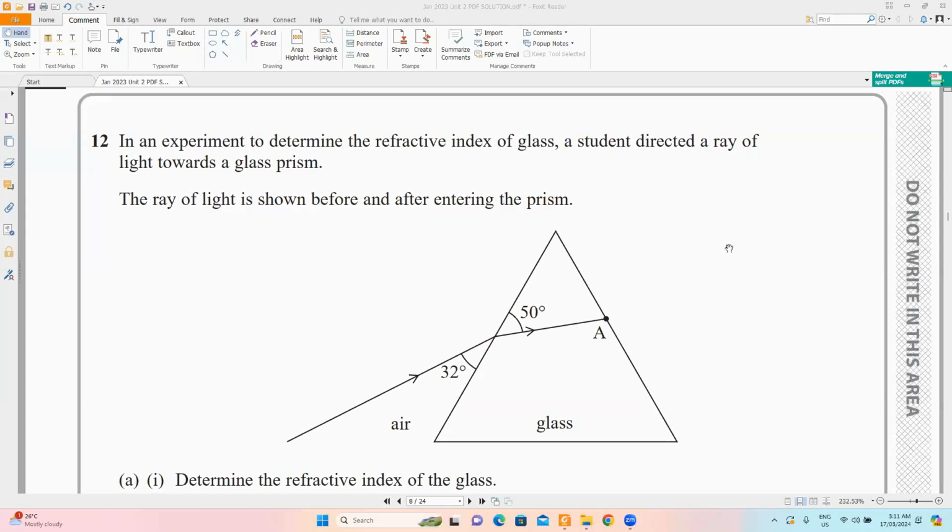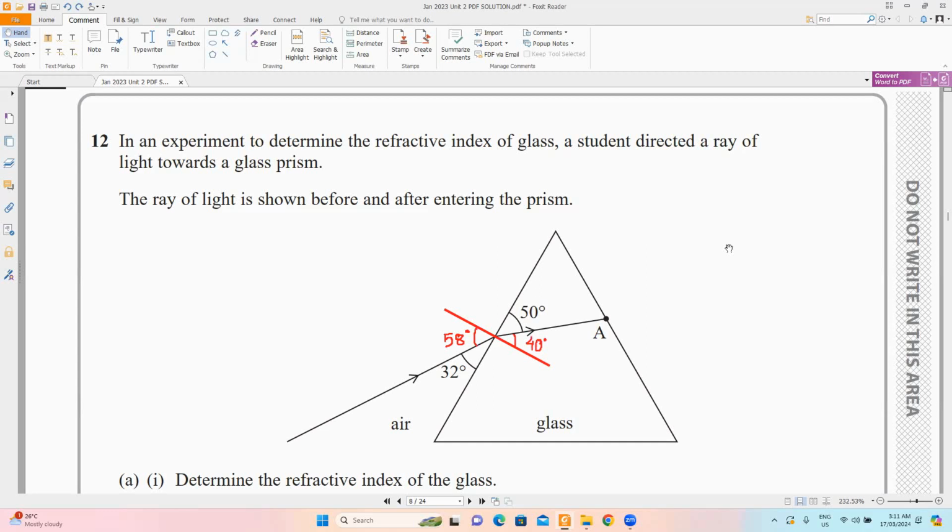Question 12 says, in an experiment to determine the refractive index of glass, a student directed a ray of light towards a glass prism. The ray of light is shown before and after entering the prism. Determine the refractive index of glass. Guys, as you can see, the angles that are given in the question are not with respect to the normal. So the very first thing you have to do is draw a normal and then mark the angles with respect to the normal, of course. So this is my angle of incidence and this is my angle of refraction.